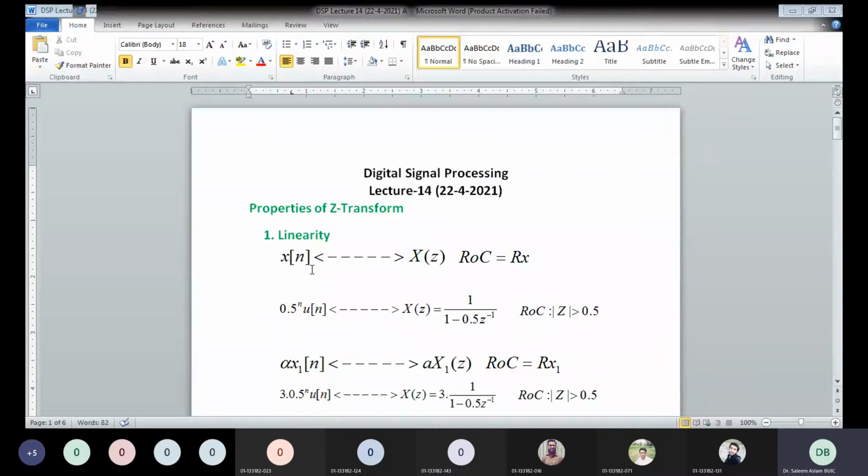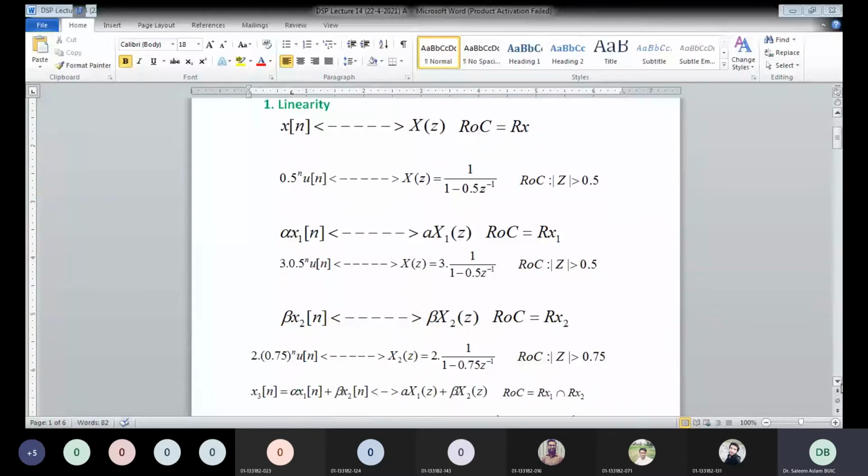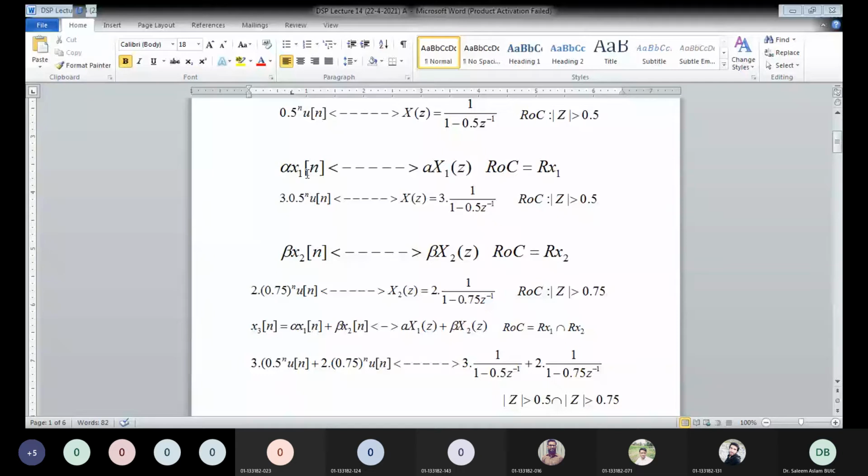So we know that if we have x of n, their Z transform expression would be x of z along with ROC equal to R of x. So it's 0.5 raised to the power n u of n, x of z is equal to 1 over 1 minus 0.5 z inverse, |z| greater than 0.5. Let's consider another sequence, 3 dot 0.5 raised to the power n u of n. What we are trying to do here is support the linearity property through a scaling factor.